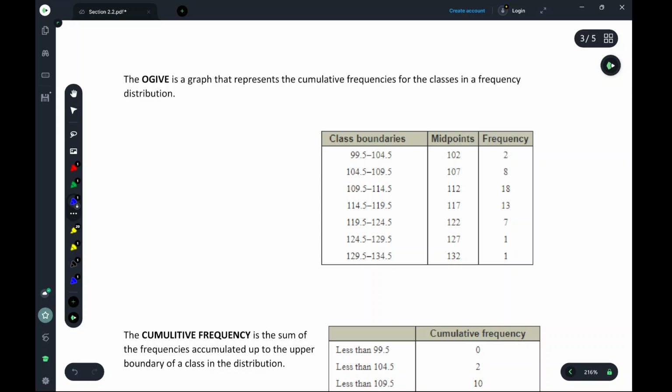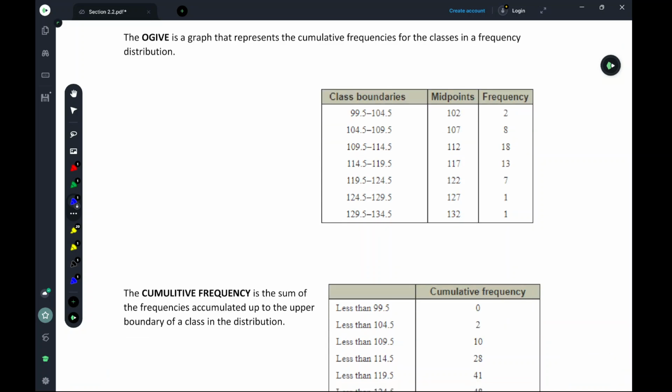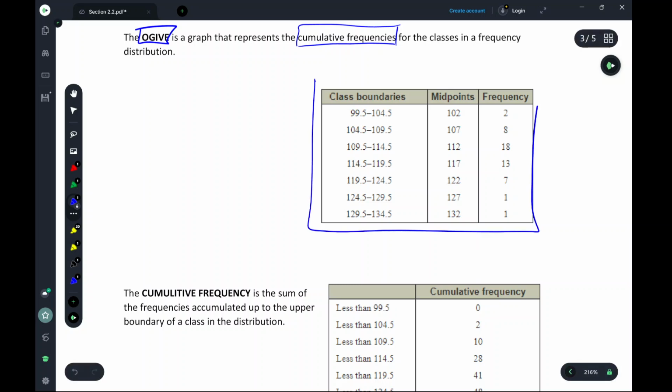The next one that we want to look at is this thing called an ogive. Ogive, there's a bunch of ways people pronounce it. But an ogive is a graph that represents the cumulative, these are key words right here, cumulative frequencies for the classes in a frequency distribution. So continuing to work with the same data that we have right here, take a look at what they've got going on here.